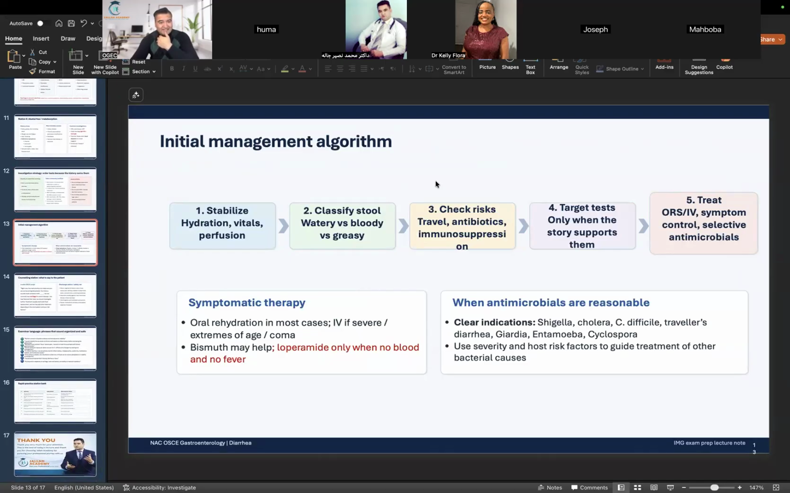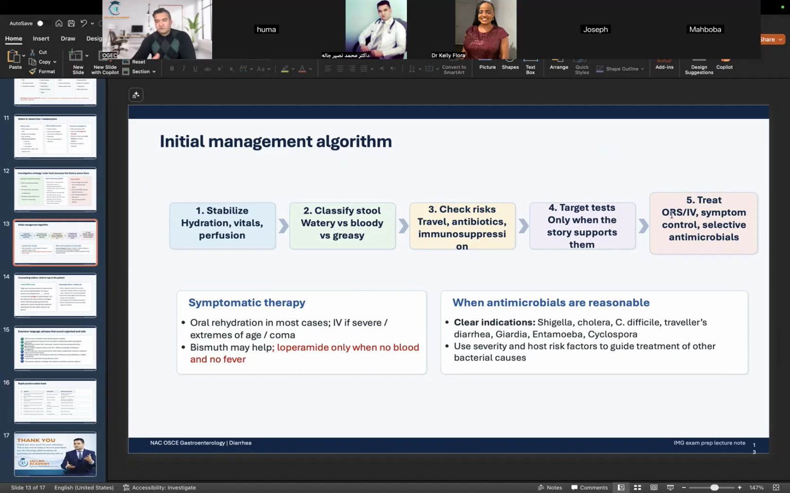Okay. Now, initial management algorithm. So how do we treat or do the management? I think I do have this picture. I'm not sure if I can find it. Okay, stabilize the patient: hydration, vitals, perfusion. Classify the stool. Is it watery, bloody, or greasy? Check risk, travel, antibiotic, immunosuppression. Target tests only when the story supports them.